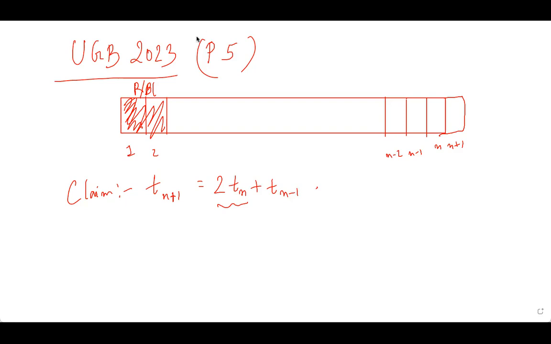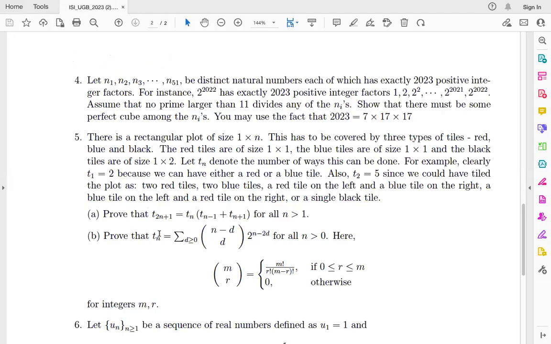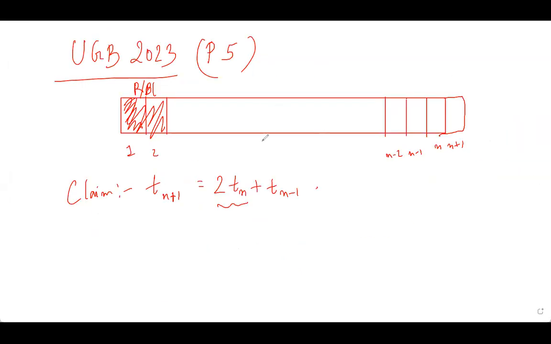Now, we have to go to T2n plus 1. Let's go back to the problem. We have to finally boil down to T2n plus 1. So let's consider T2n plus 1. The last ones are like 2n plus 1, 2n, and so on. Now we are considering 1 cross 2n plus 1.